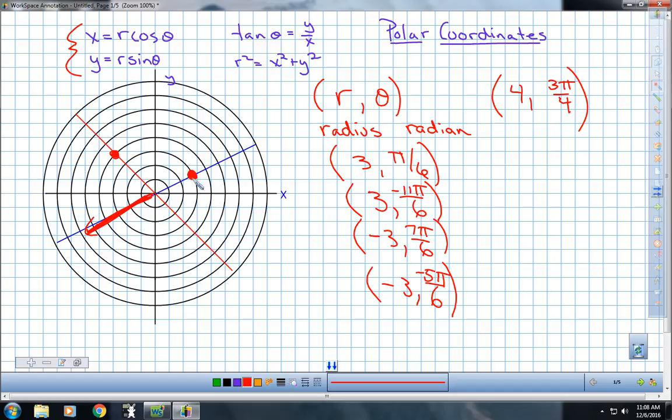Okay? All right, here's what I want you guys to do. With this point, 3 pi over 4, see if you can come up with the other 3 ways to represent that. Okay? Try to do that on your own. What are the other 3 ways that we can represent 3 pi over 4?